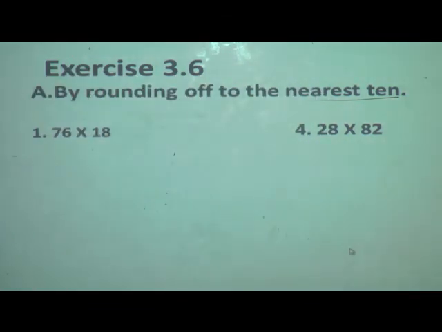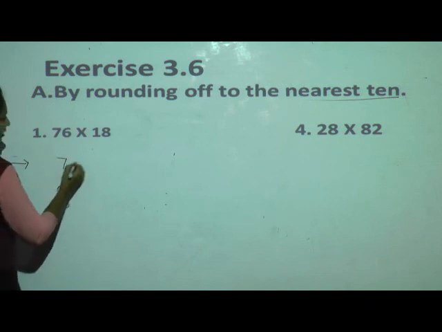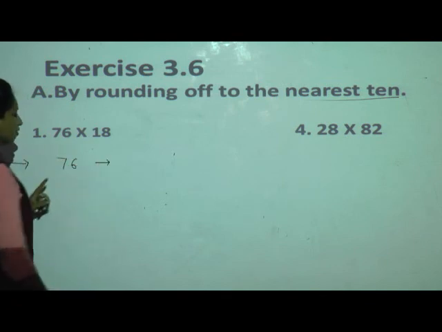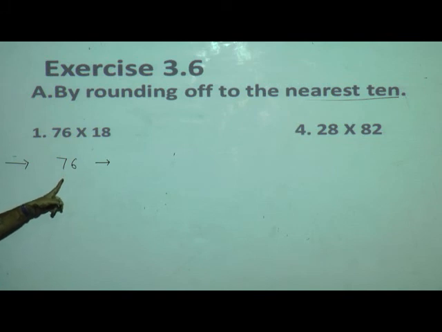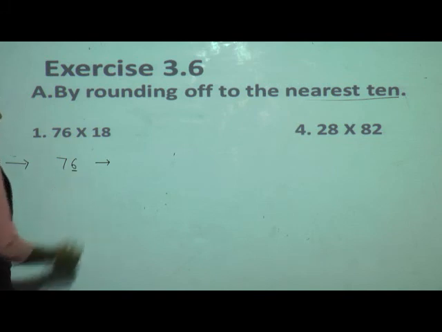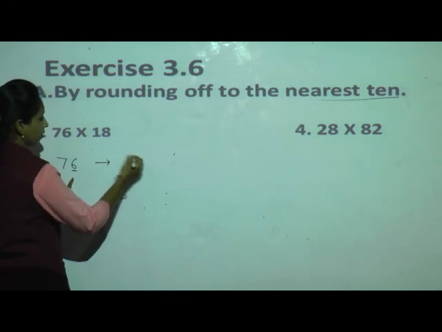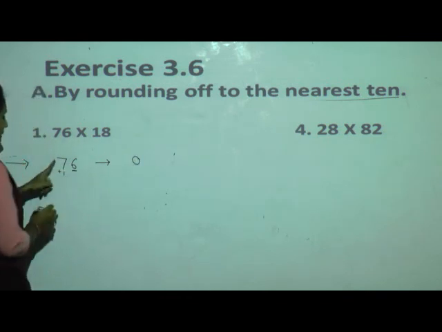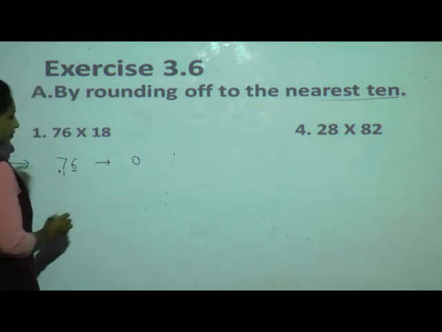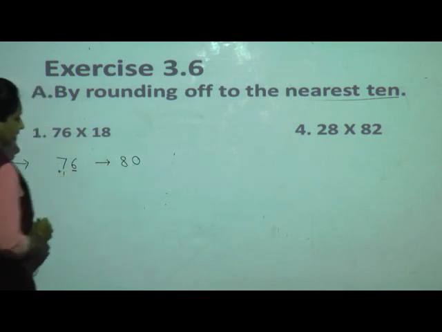Now they had given one question here. Okay. So what we will do? We will find the nearest tens. So what I'll do first? I'll write the number 76. Now we will find the nearest tens. So for the nearest tens, what do we have to do? See the ones place. What is there at the ones place? 6. It is more than 5. So place the 0 at the ones place and add 1 to the tens place. So 7 plus 1 is 8, isn't it?